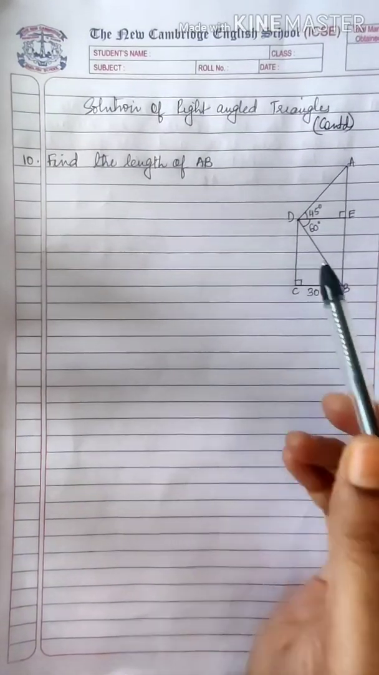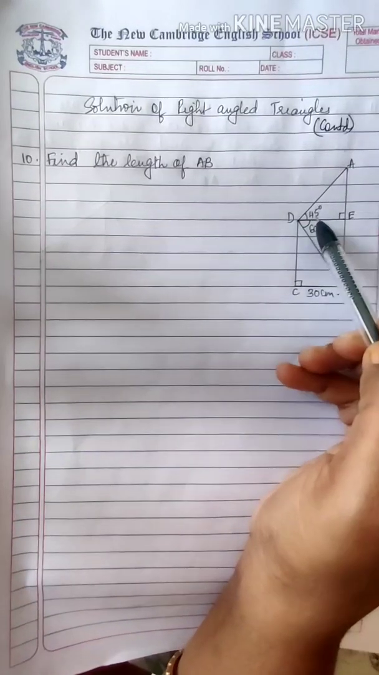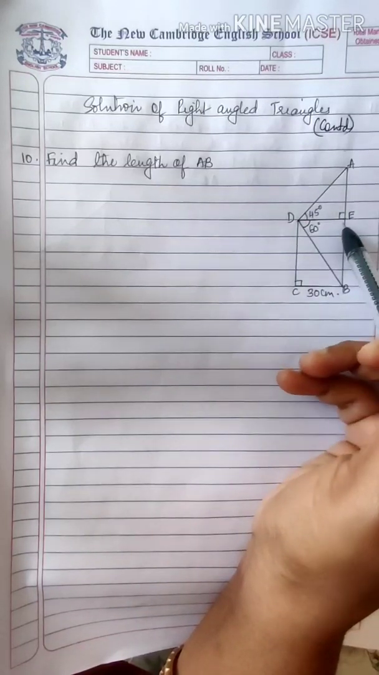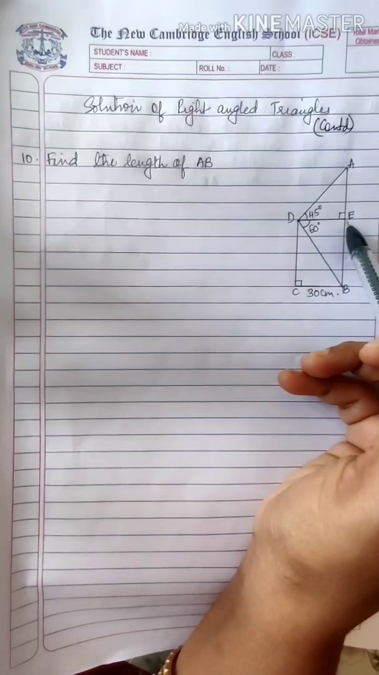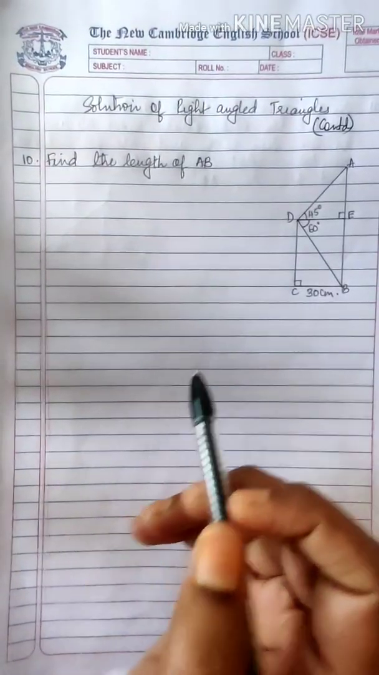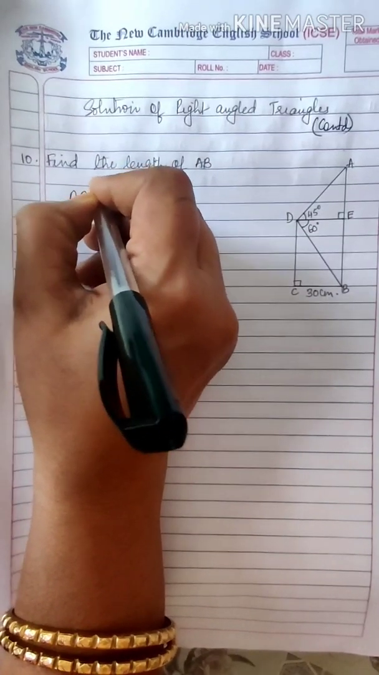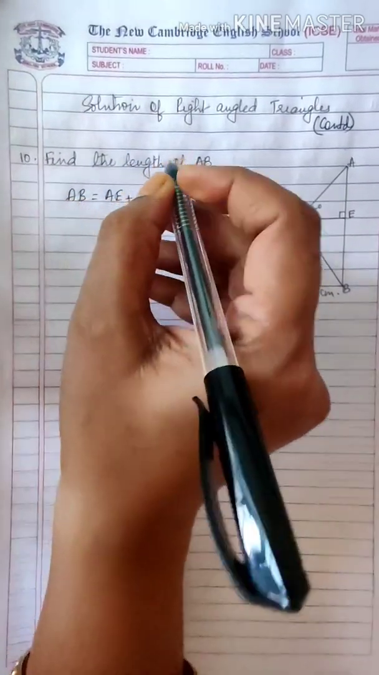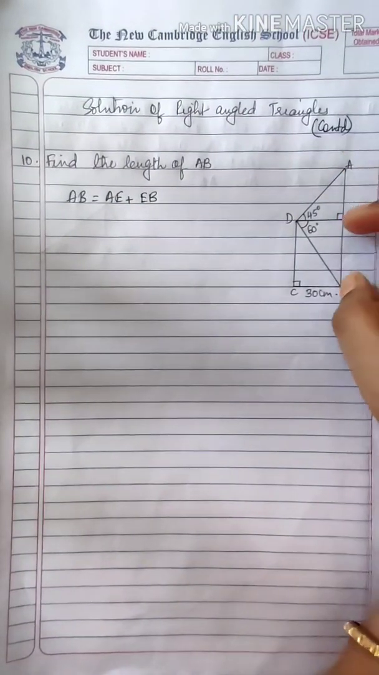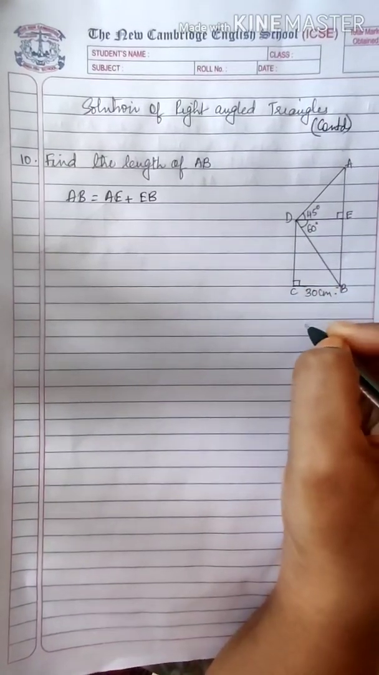where triangle BCD is a right angle triangle and angle ADE is 45 degrees. And triangle ADE is also a right angle triangle which is right angled at E. Here you are supposed to find the length of AB. So if you observe the figure, AB is equal to AE plus EB, and BC is given as 30 centimeter.